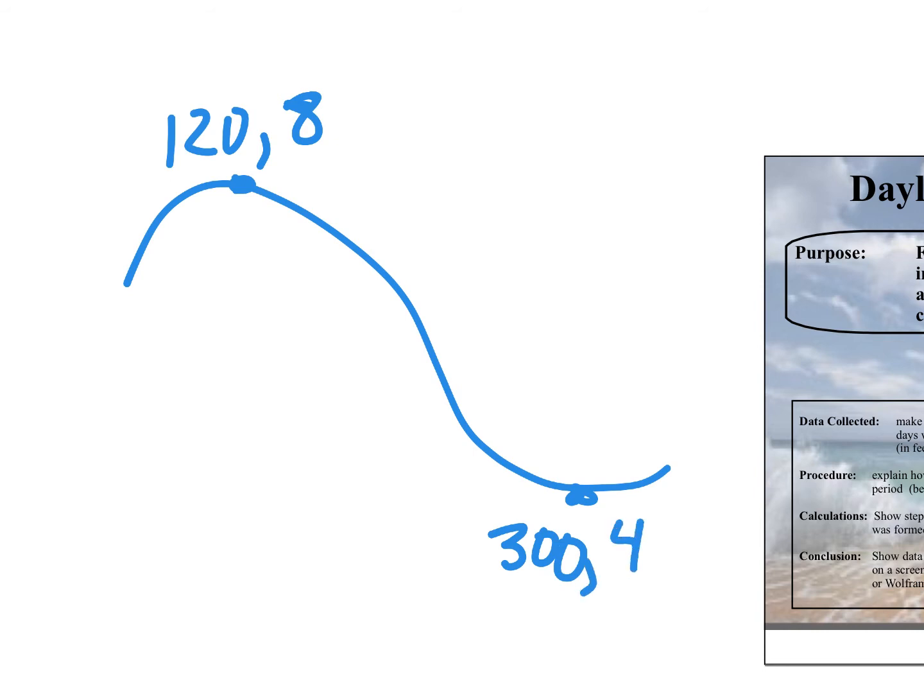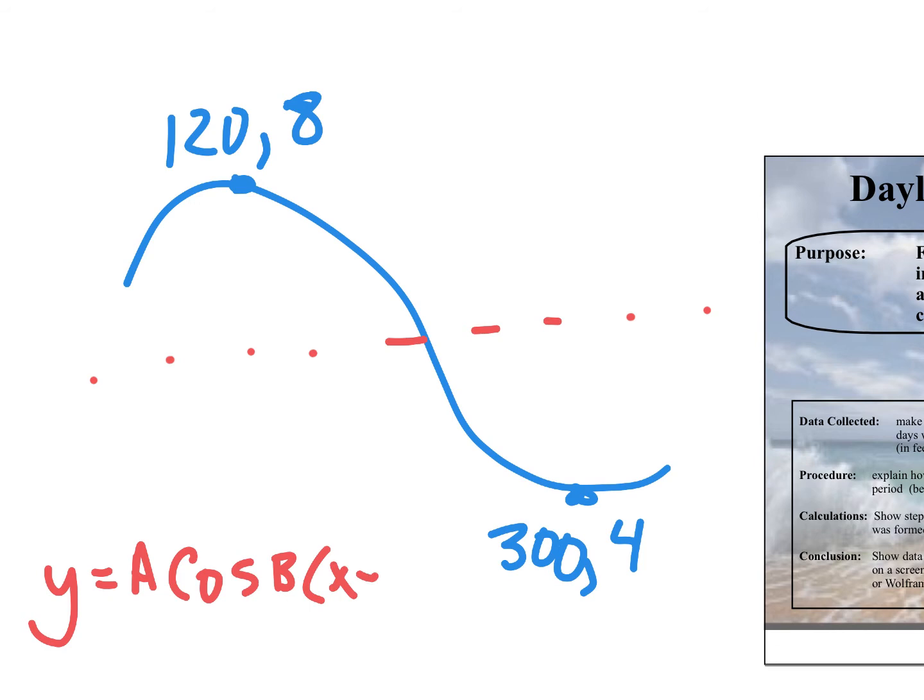4 hours of sun. Would you please take a moment, the midline is the most important thing, and figure out the equation that would go through these with cosine. And you need to figure out A and B and C and D. I'll pause for a minute while you try to find that equation.